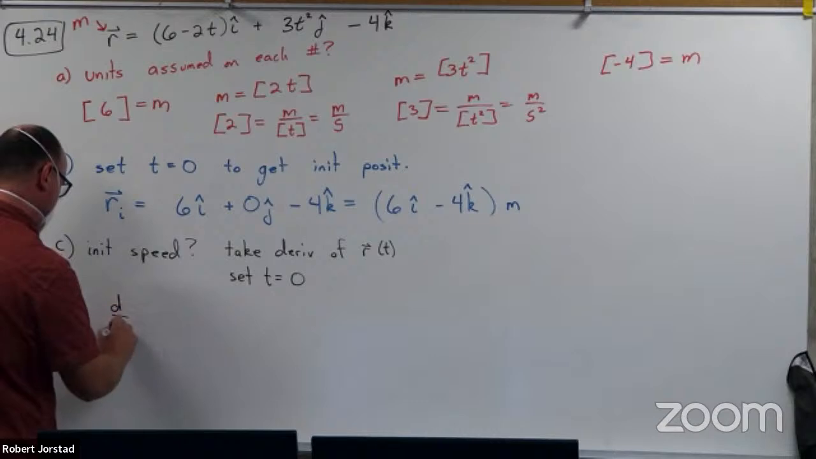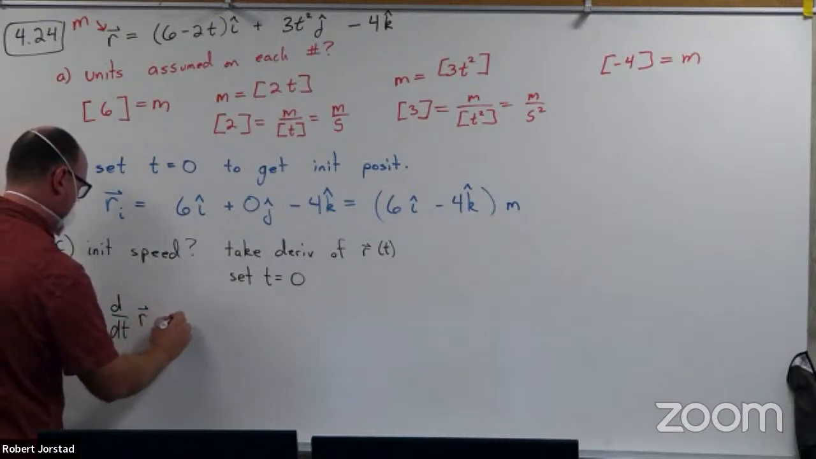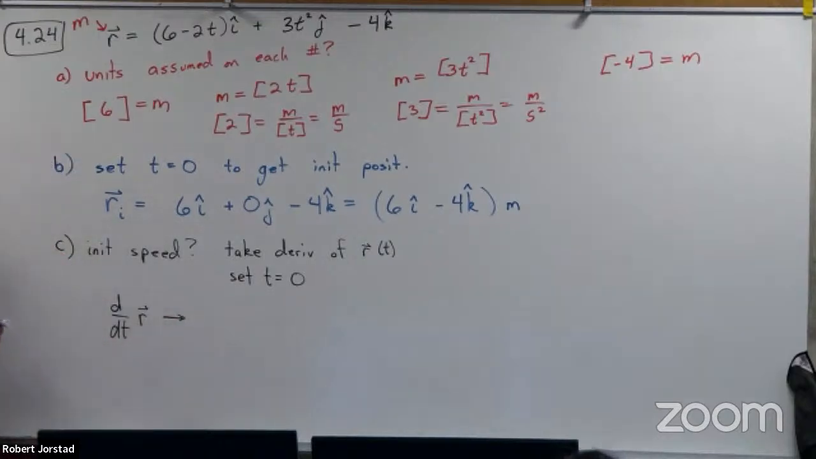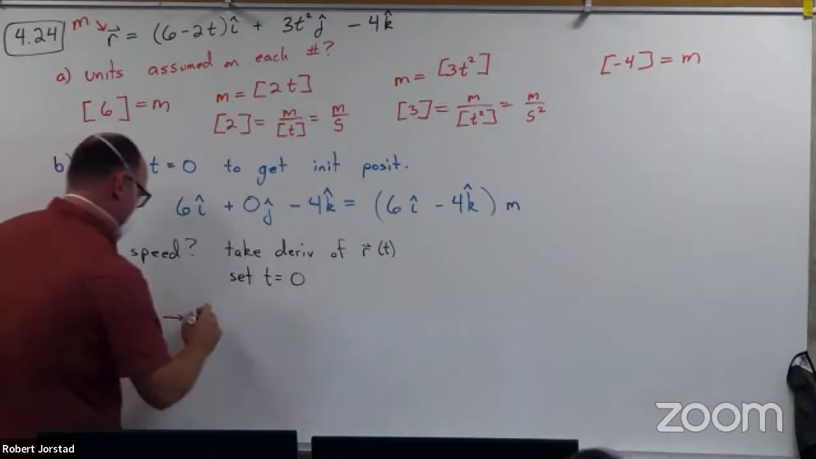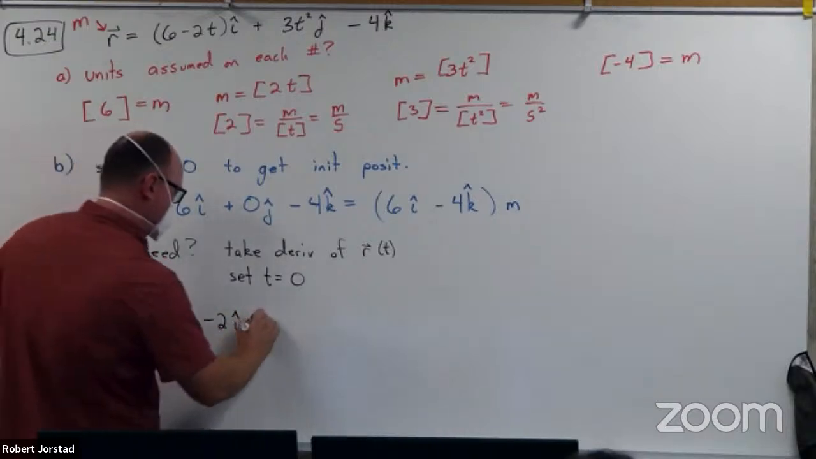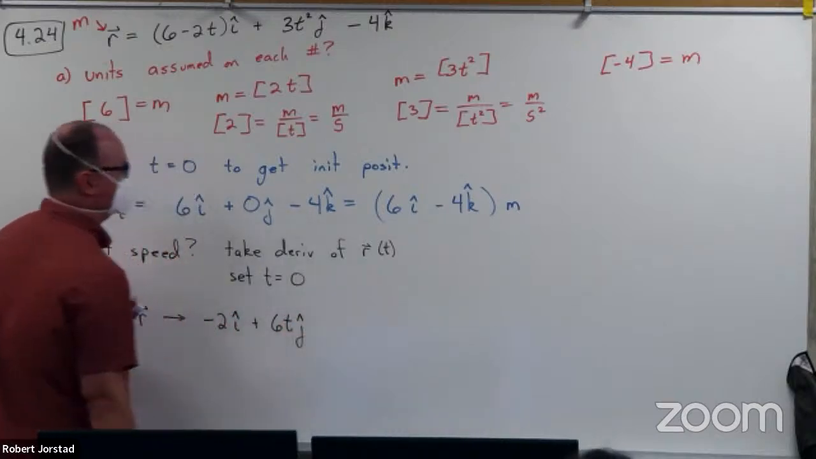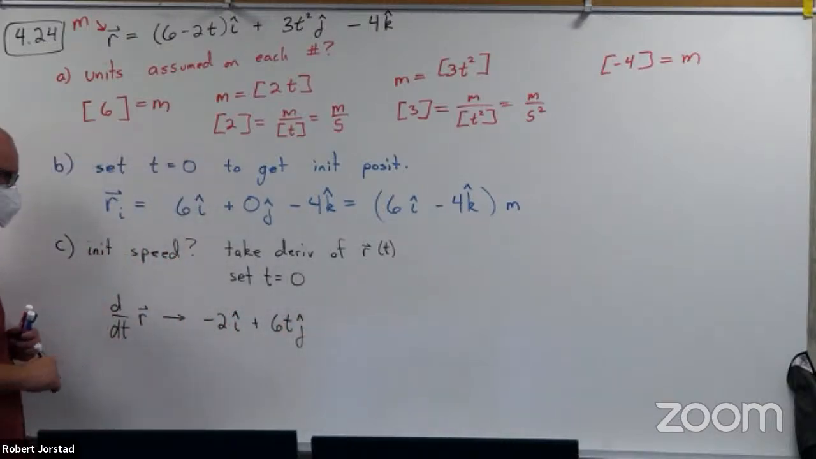It's -2 in the I hat plus 6t in the J hat. And there is no K hat. Okay, so you said -2 in the I hat plus 6t in the J hat. Correct. Plus nothing in the K hat, so I'm not going to write it. Is everybody okay with that? Yes. Okay, so what did we just get? Just -2 in the I hat.